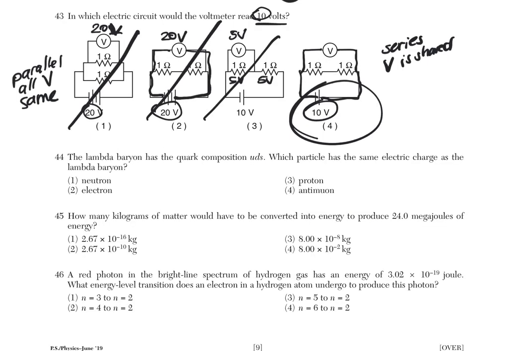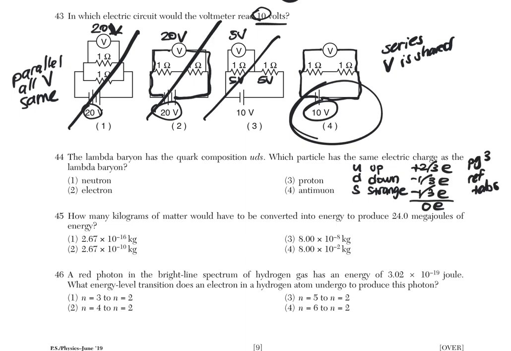Okay, we have a baryon called lambda. It has the quark composition UDS. It says, which particle has the same electric charge as that baryon? Well, let's figure out what UDS is. So UDS is up-down-strange, and if we refer to page 3 of the reference tables, and so if we combine plus 2/3 e and two negative 1/3 e quarks, I get neutral, I get 0. And see, which particle has the same electric charge as the lambda baryon? Well, which one is also 0?